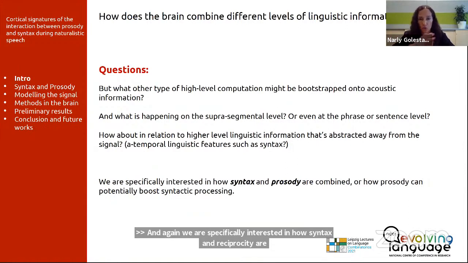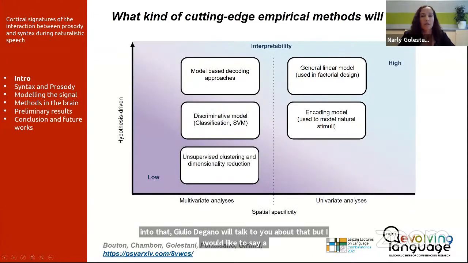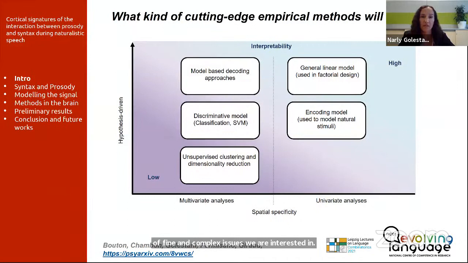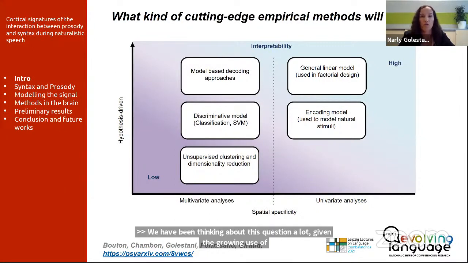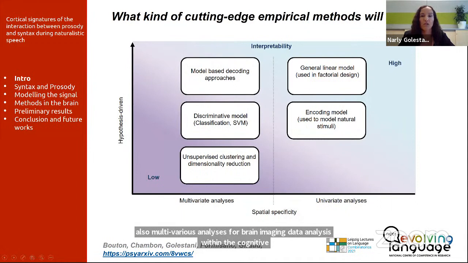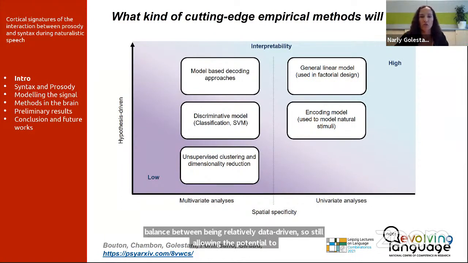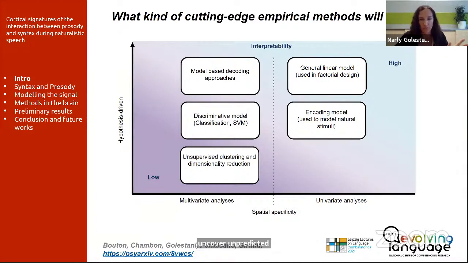But before getting into that, with Giulio, we'll talk to you about that. I'd like to say a little bit about what kinds of methods could be useful for advancing these kinds of fine and complex questions that we're interested in. So we've been thinking about this question a lot, given the growing use of machine learning approaches and also of multivariate analyses for brain imaging data analysis within the cognitive neuroscience. And together with my collaborators, we have an opinion paper that's in preparation, where we propose that model-based decoding approaches strike the right balance between being relatively data-driven, so still allowing the potential to uncover unpredicted results, unexpected relationships between dimensions or features of interest, while remaining interpretable.